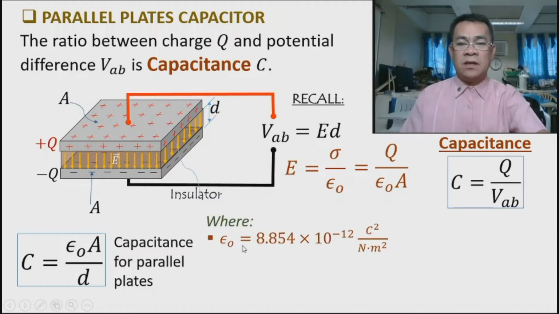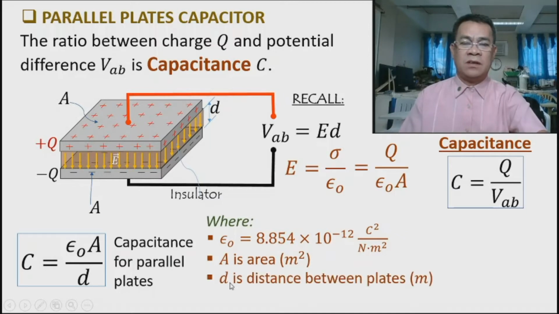Again, recall that the permittivity is 8.854 times 10 to the negative 12 coulomb squared per newton meter squared. The area A is in square meters. Then we have D as the distance between plates. The unit should be meters because we are in SI. Then C is the capacitance, and the unit is farad, or simply capital F.